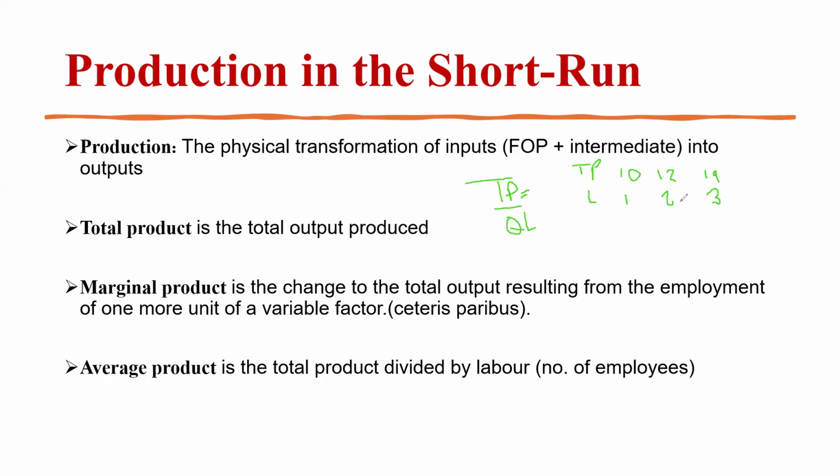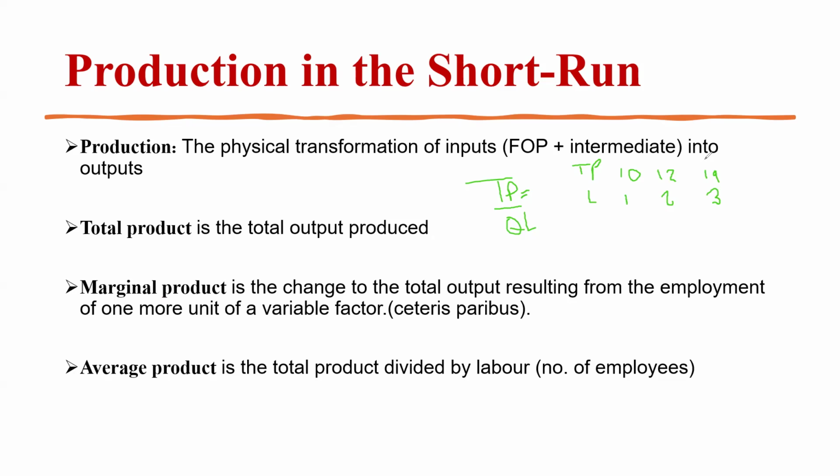And if there are 2, you basically say 12 divided by 2, you would get 6, right? Meaning that there are 2 people, each one of them produces 6 units. In total, we had 12 units, right? That is the average product.